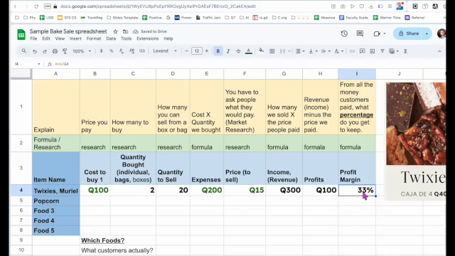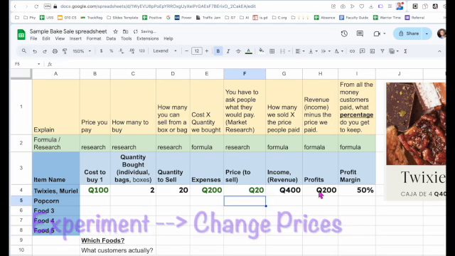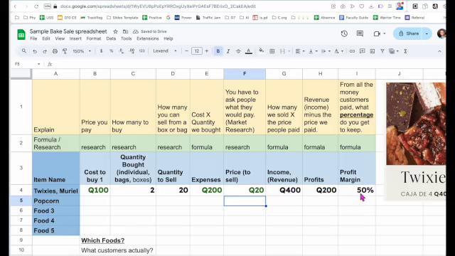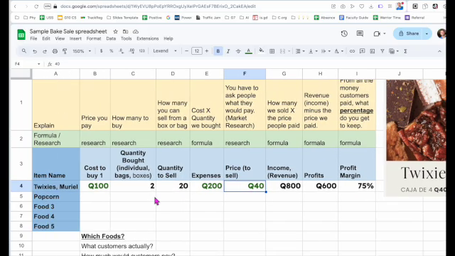So, one more thing before I move on to popcorn. The profit margin. The higher your profit margin, the better. So what I could play around with in my spreadsheet is I could change the price from 15 to 20. And now my profits go up, my income goes up, and my profit margin goes from 33% to 50%. That sounds great. But if I make my price too high and try to get too big of a profit, maybe I won't sell those 20 Twixies, because for 40Q, they can just go down the street to the actual Muriel and buy 4 of them for 40Q instead of buying 1 of them for 40Q.